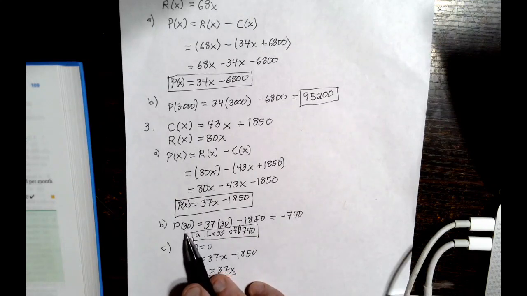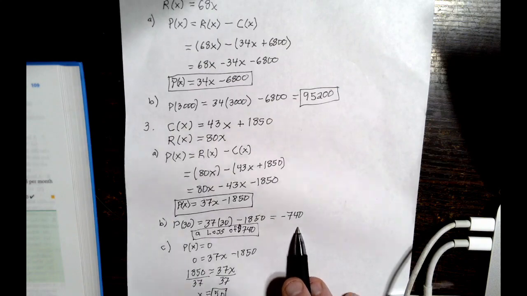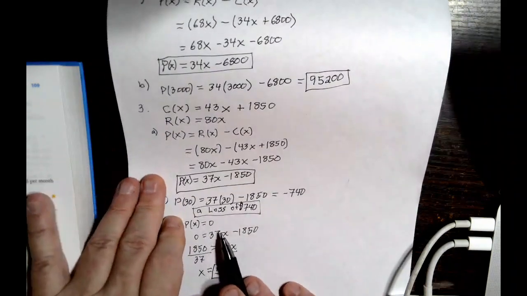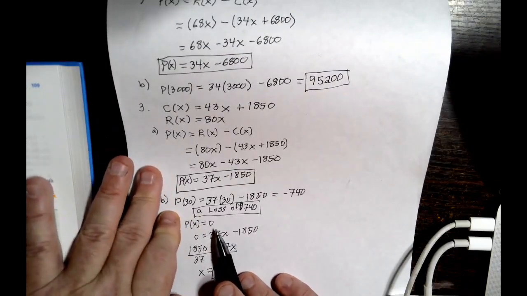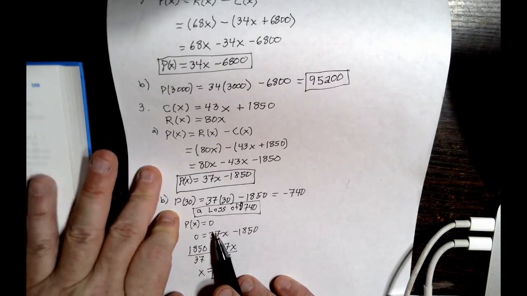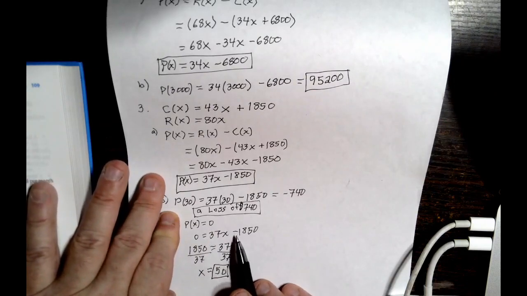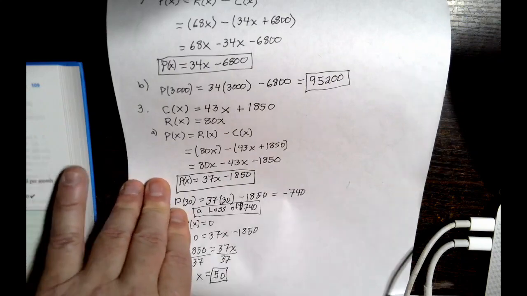Well, what's the profit on 30 items? Well, when you plug it in, you actually get a negative number, which is a loss. And then they ask you, how can you avoid losing money? Well, if you let profit equal 0, that's exactly the point where you don't make money and you don't lose money. So setting profit equal to 0, solving it, you get 50 items. So that's how many items you must sell to break even or to not lose any money.